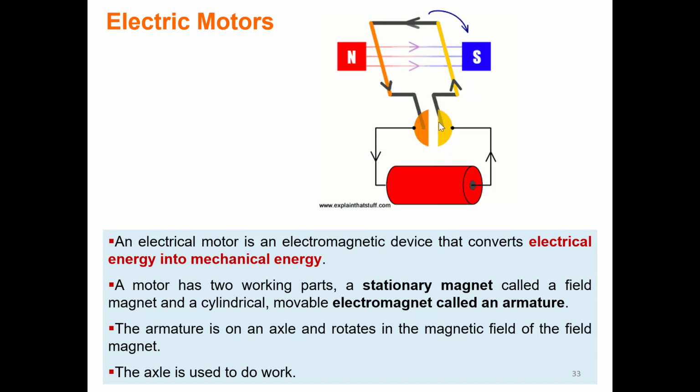Remember, when we apply some voltage through this wire, we create a magnet. Then, because we have a permanent magnet here, we have another magnet. The interaction between these two magnets makes this armature move. This is how we can use the motion of the armature to do some work. This is why we convert electrical energy, which we apply here, into mechanical energy.